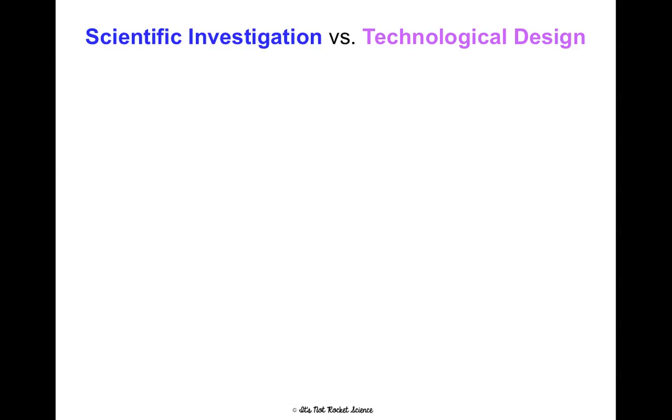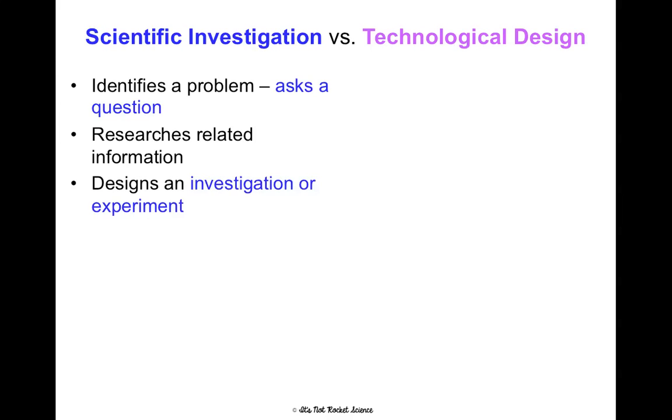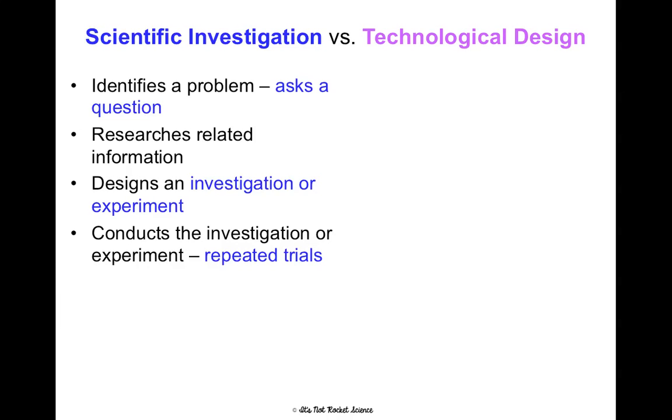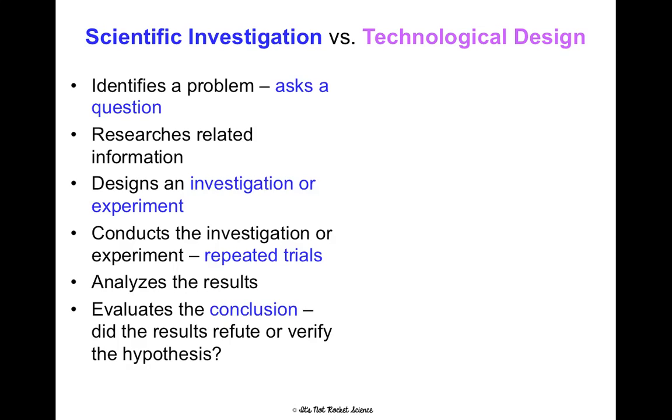So now, last, before we stop, again, shortest notes ever, I want to compare the scientific investigation process we talked about with the scientific method in Concept 1 with this technological design process, which is a little different. So you can see some similarities and differences. In terms of scientific investigations, we're going to identify a problem, but we're really going to be asking a question with that problem. What kind of questions do you have? After that, we'll research related information. We'll design an experiment or investigation. Then we'll conduct that with repeated trials. We'll analyze the results we get. And then we'll evaluate with a conclusion. Did the results refute or verify the hypothesis that we made? And then, of course, we'll communicate our findings, usually with a lab report.